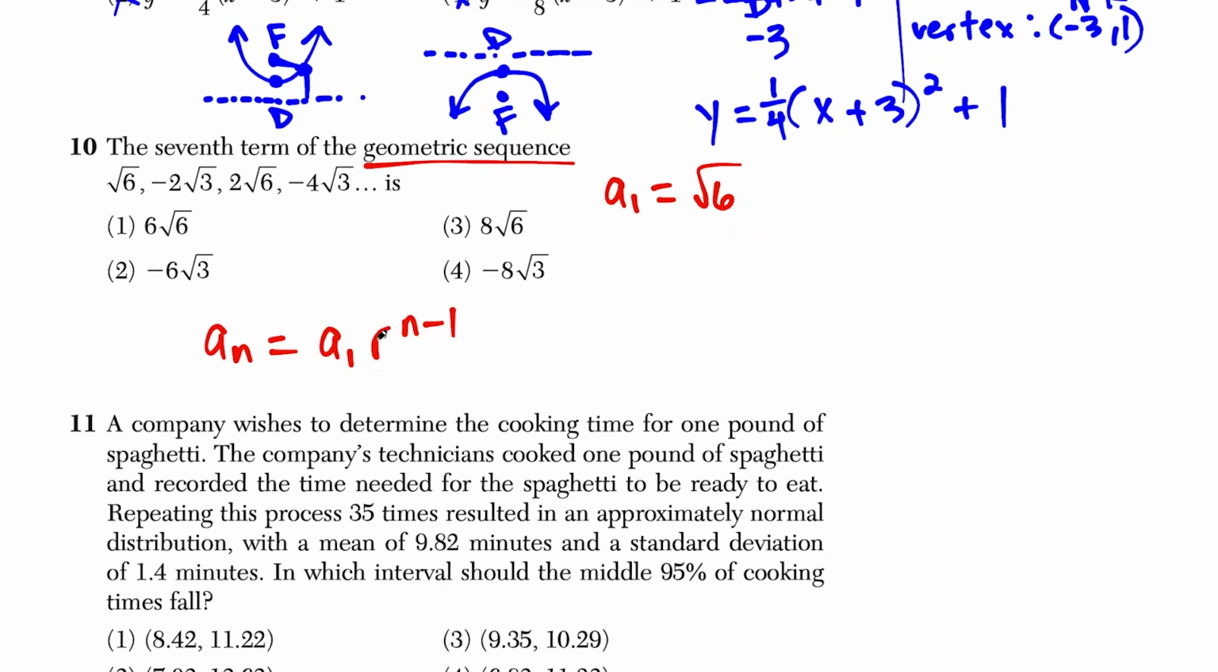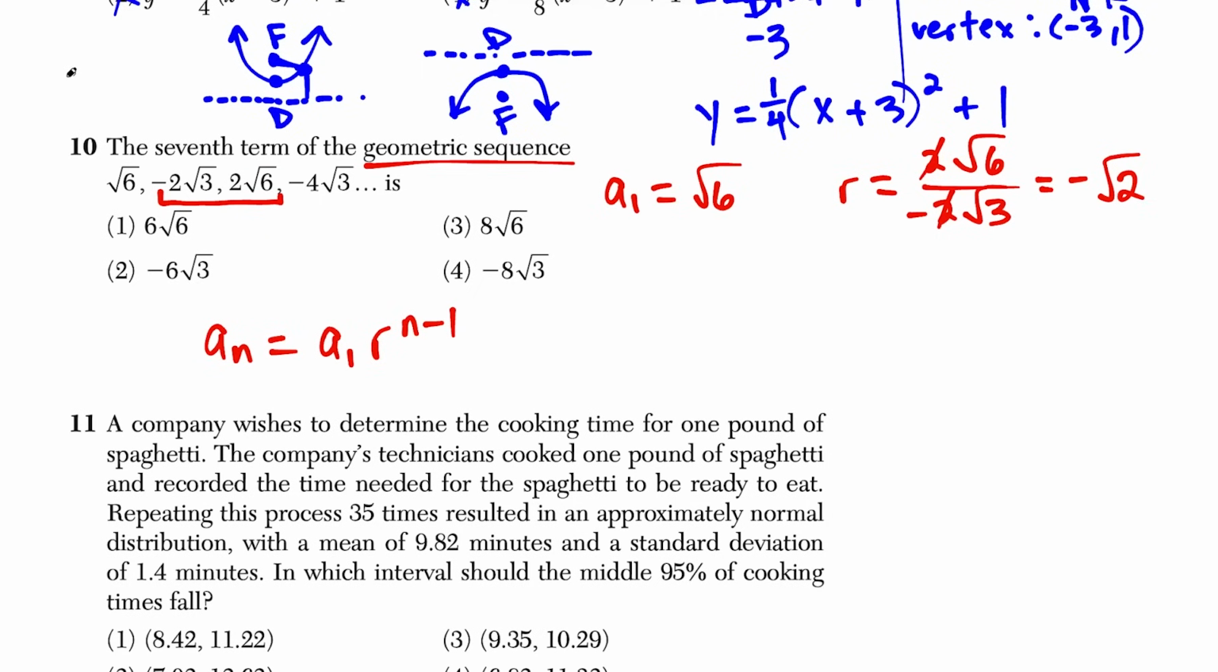To solve for r, the common ratio, you could just take any two consecutive terms and divide them. So maybe here I take these two terms. Let's say I have 2 radical 6, and I'm going to divide that by the term before it, negative 2 radical 3. And then notice here, 2 over 2 cancels. And then radical 6 divided by radical 3 is radical 2. And a positive divided by a negative is negative. So I get negative square root 2.